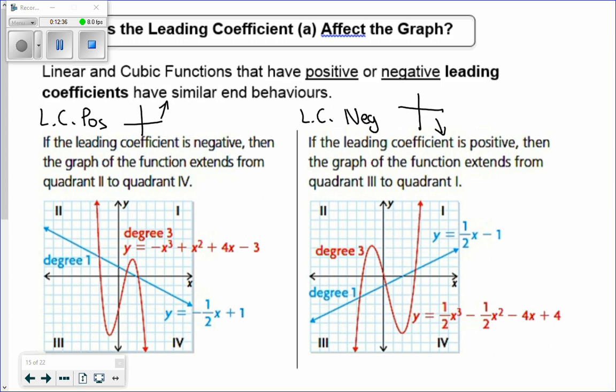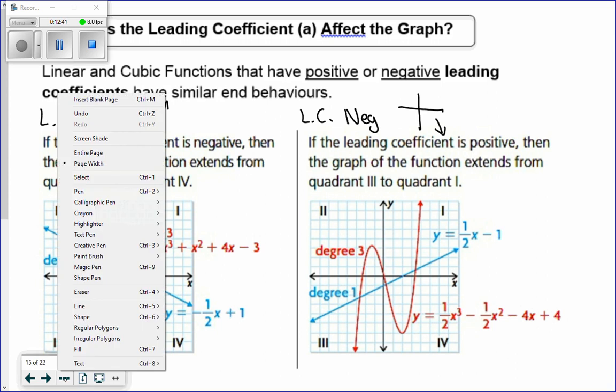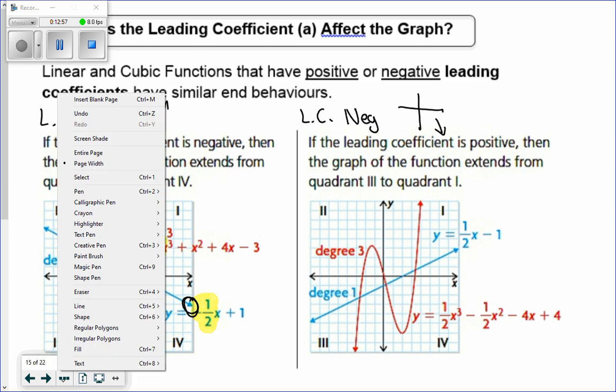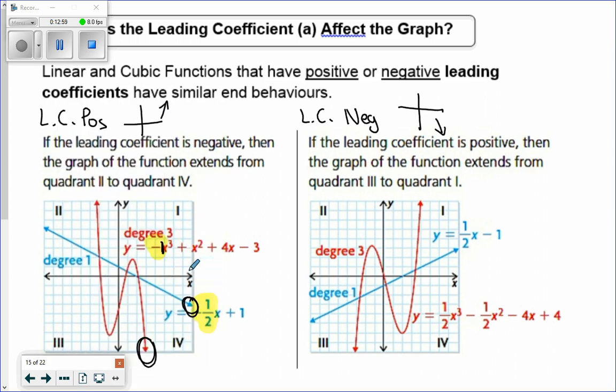So we can see on these two examples here. Both of them have a leading coefficient of -1 and -0.5, and they are both heading down to the right. Whereas on this one, the leading coefficient is +0.5, and they both finish by going up to the right.